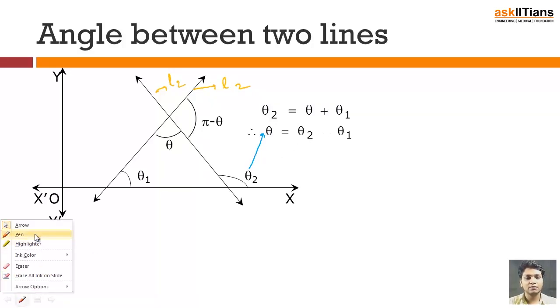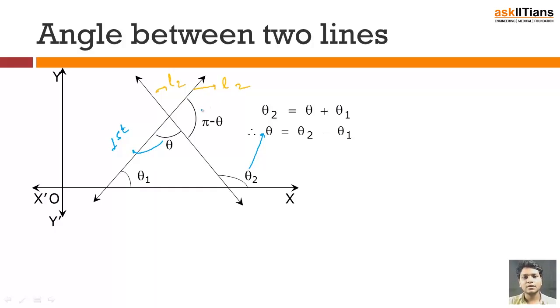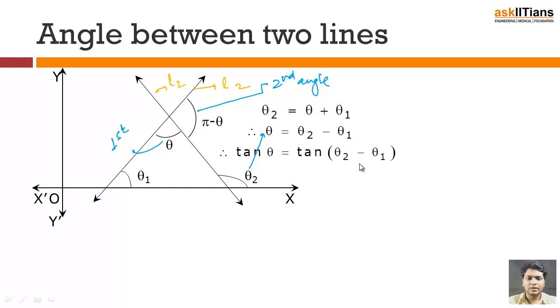As you know, whenever two lines intersect, two pairs of angles are formed. The first angle is this one, and the other one will be the supplementary part of that, and this is the second angle. So theta is the angle in between the lines, and pi minus theta is obviously the other angle. If we take tan on both sides, this is tan theta, and this will be nothing but tan of theta 2 minus theta 1.